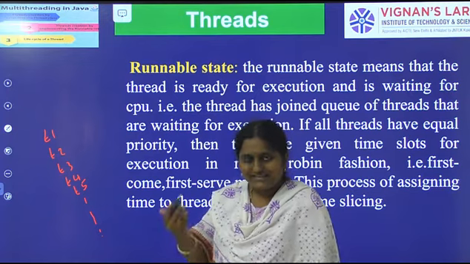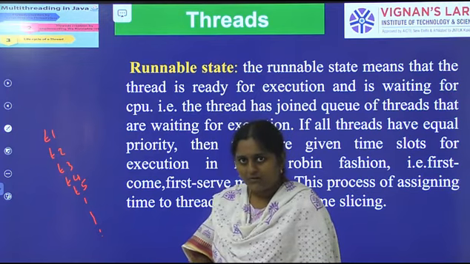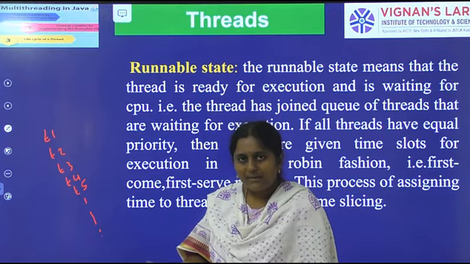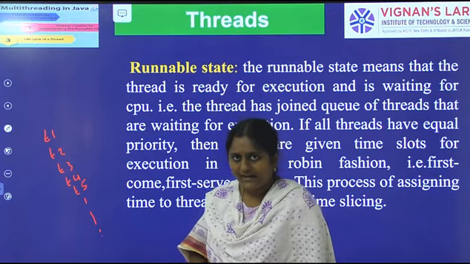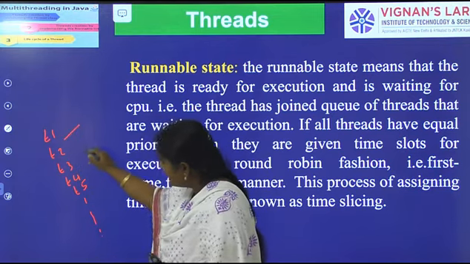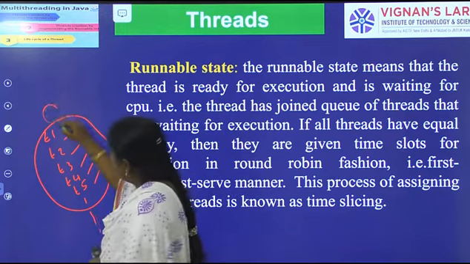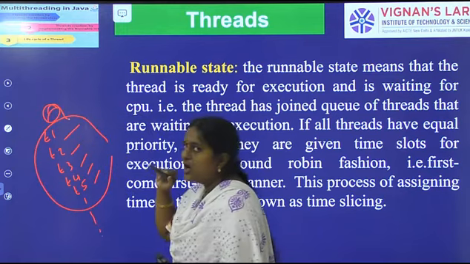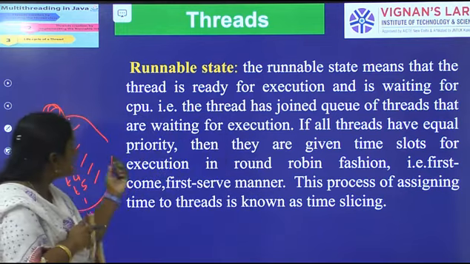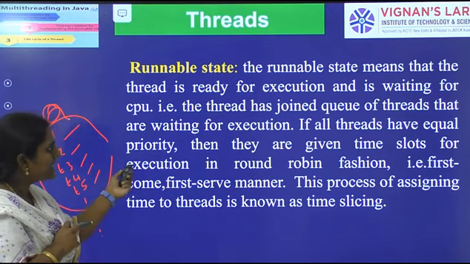Because a thread is nothing but a functionality which could be executing another part of the program. In a multi-threading environment, multiple threads are executing concurrently. So here we have a number of threads like T1, T2, T3, T4, T5. All these threads are waiting on the queue. In this runnable state, all threads have equal priority.